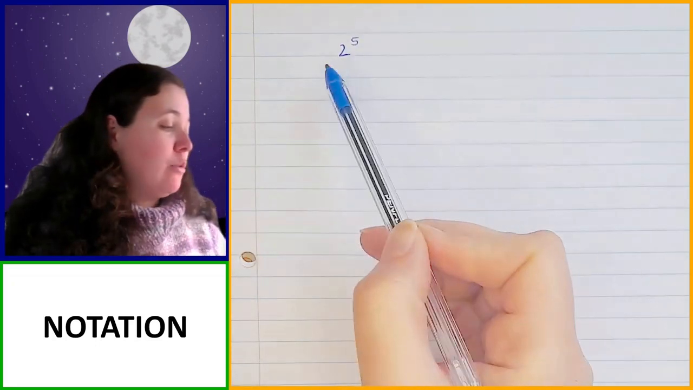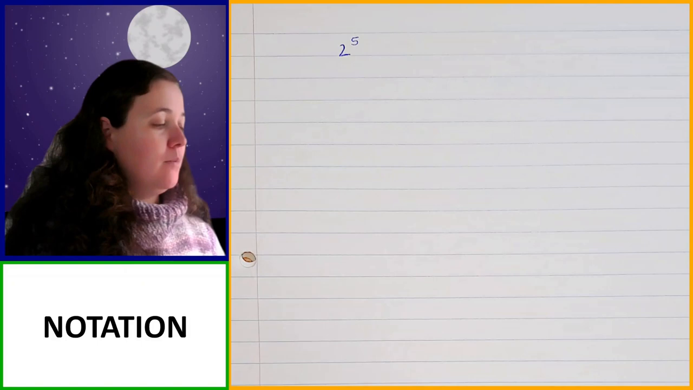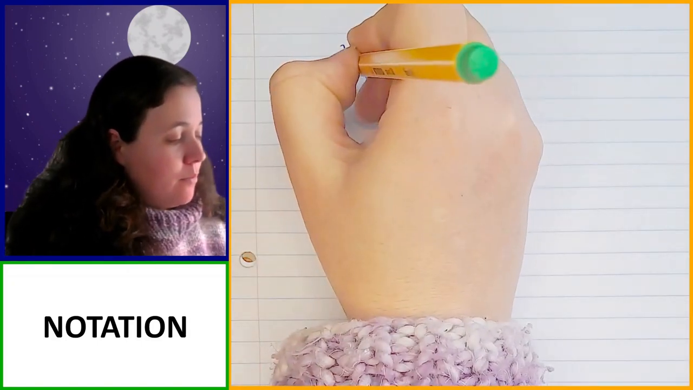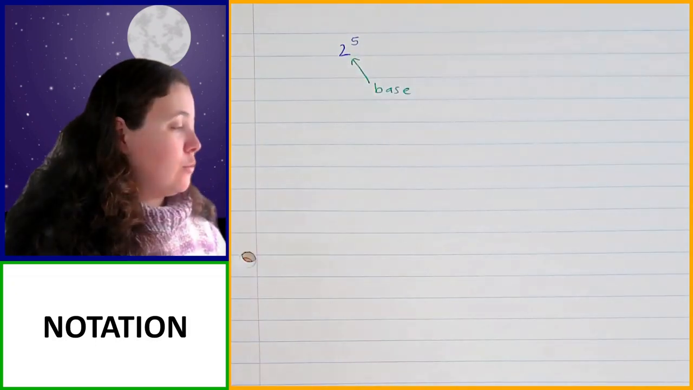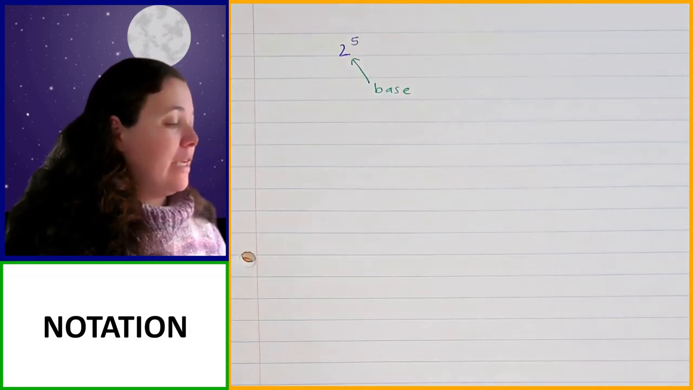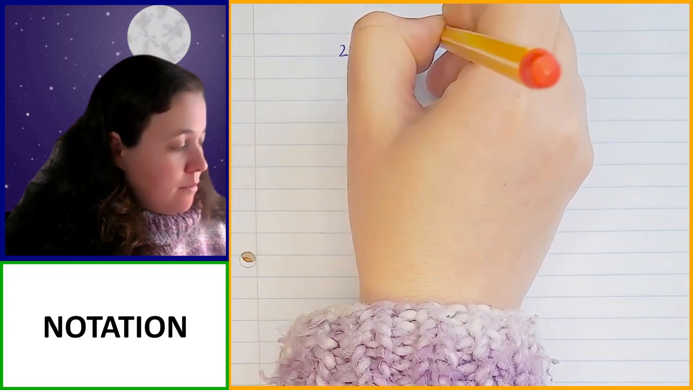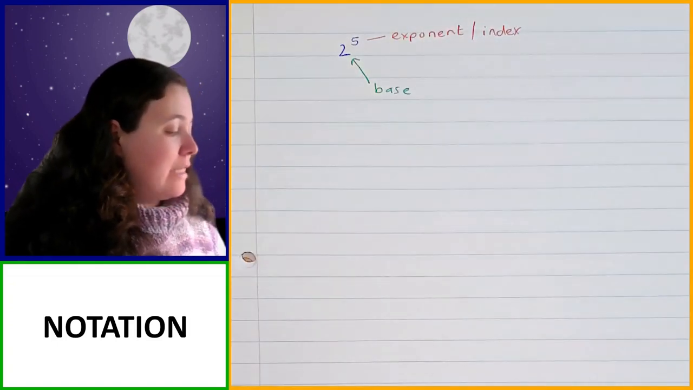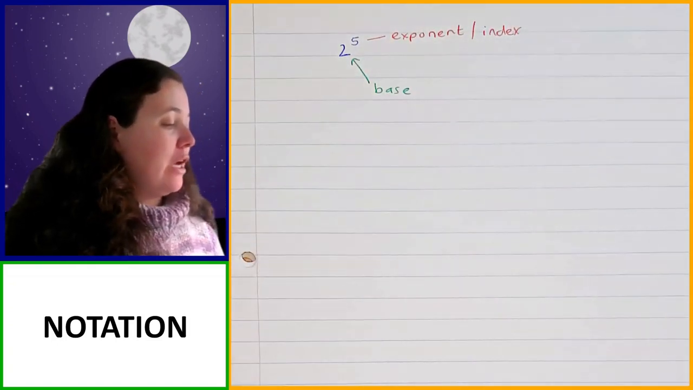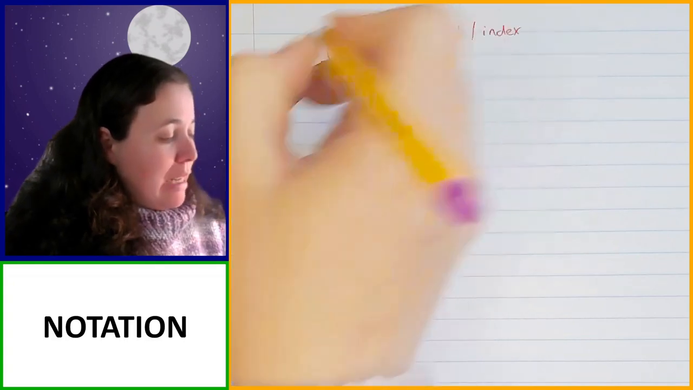So in this example, 2 is what I call my base. The 5 is what we call the exponent or the index. And the whole thing, the 2 to the power of 5, is what we are referring to when we speak about a power.